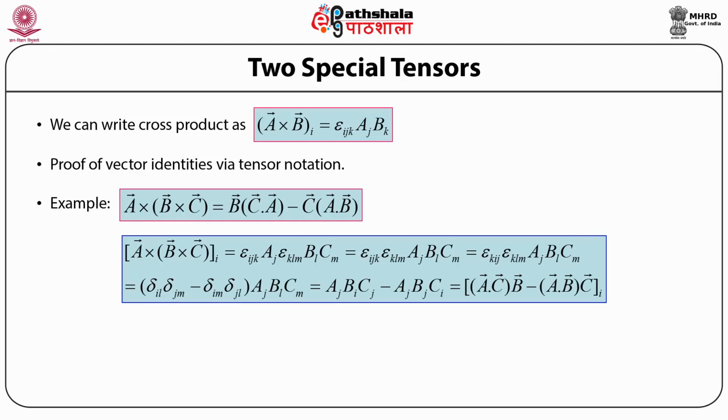and this is equal to a subscript j b subscript i c subscript j minus a subscript j times b subscript j times c subscript i, and this is nothing but the result that we had obtained above, which is equal to bracket open within brackets vector a dot vector c times vector b minus within brackets vector a dot vector b bracket close times vector c whole bracket close subscript i.